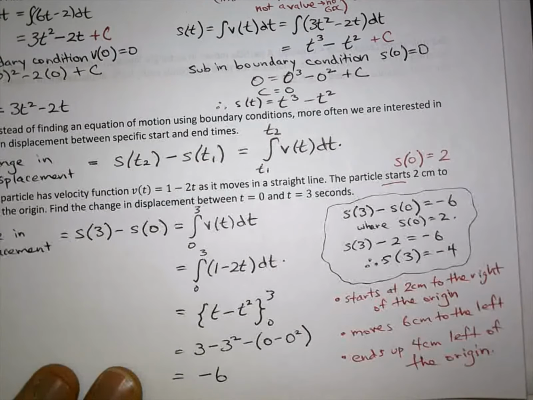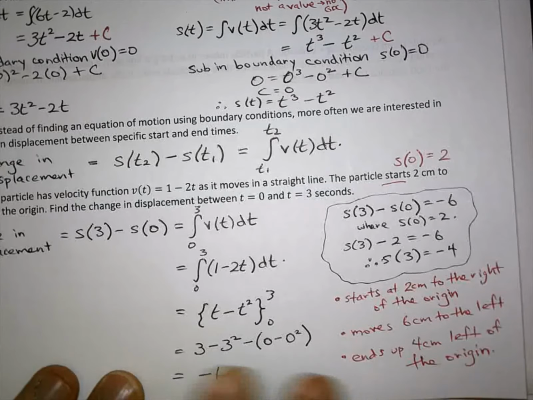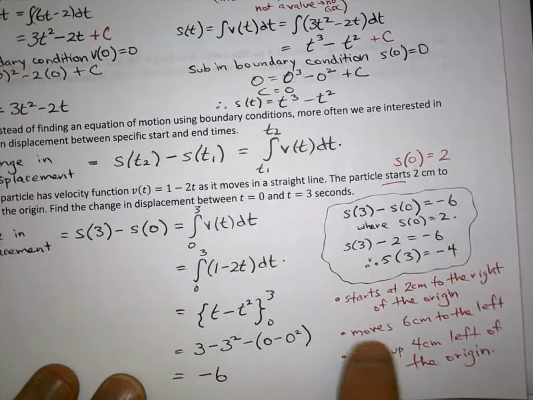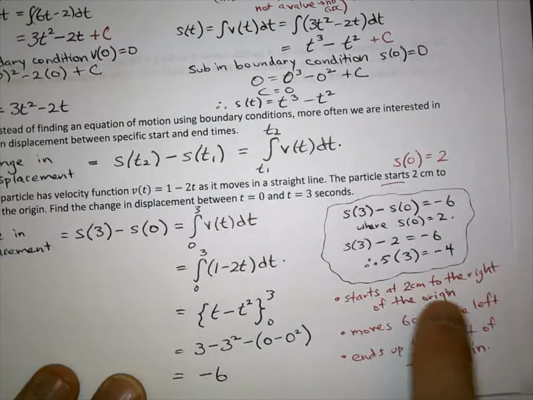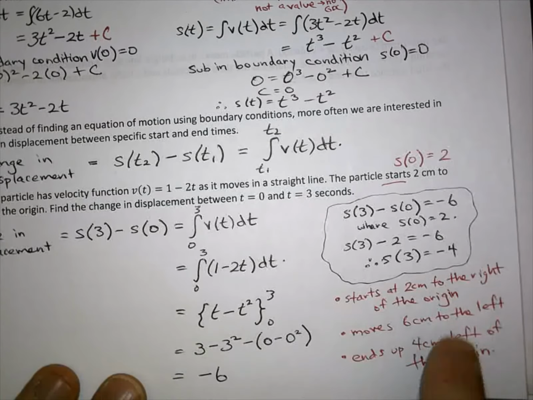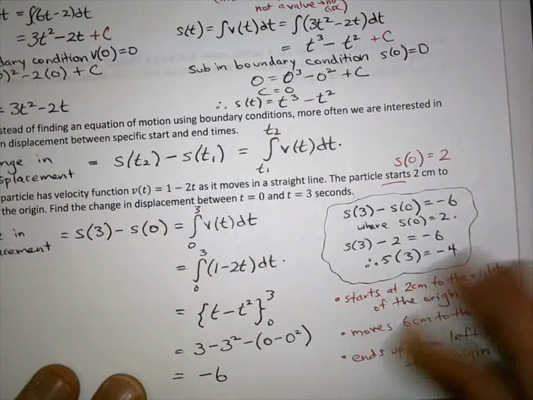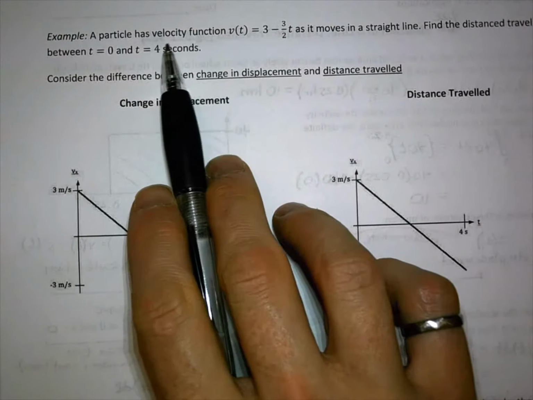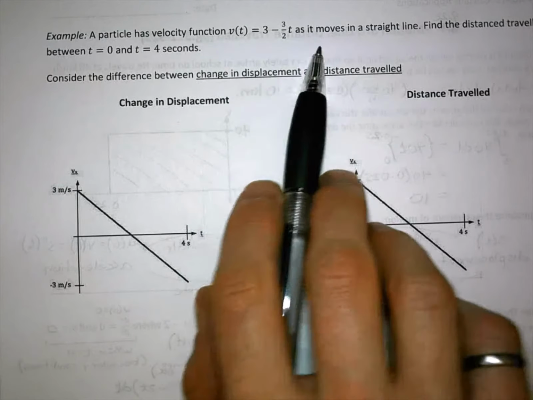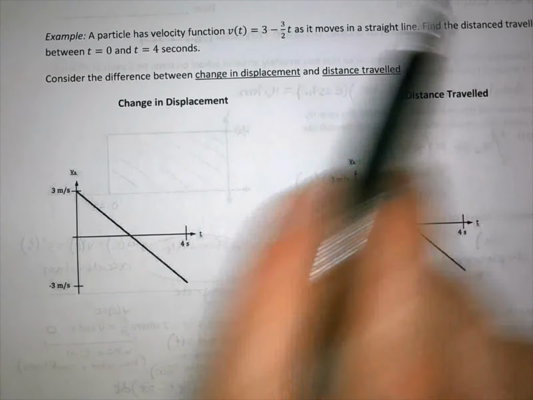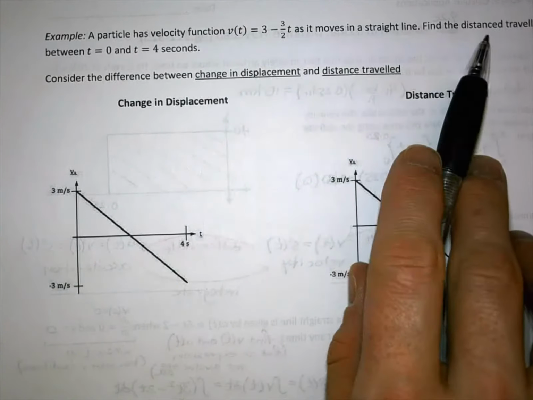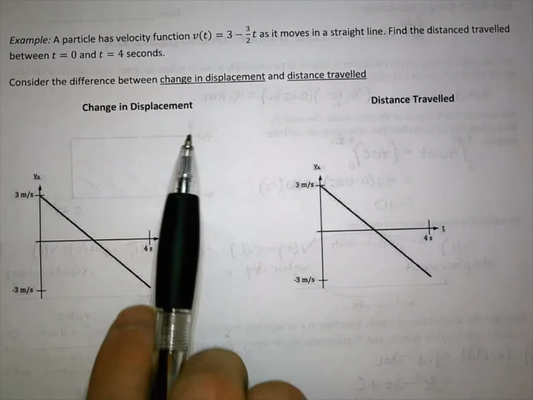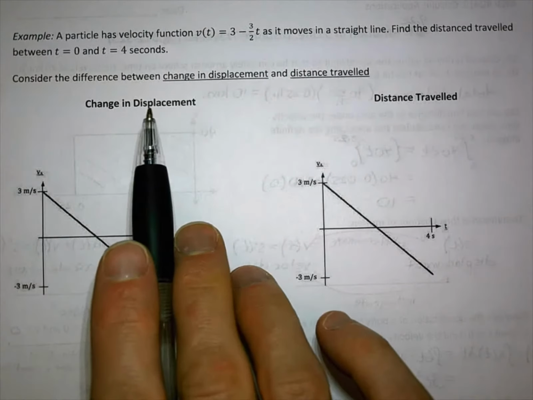So the change in displacement, we can use the velocity information to figure it out, but it really just gives us a snapshot of where we were at the beginning and where we were at the end, and what happened in between is how we move from one to the other. A particle has a velocity function like that as it moves in a straight line; find the distance traveled. One thing, and this was the point of this lesson, is we were talking about distance traveled. Let's go over the difference between these two things.